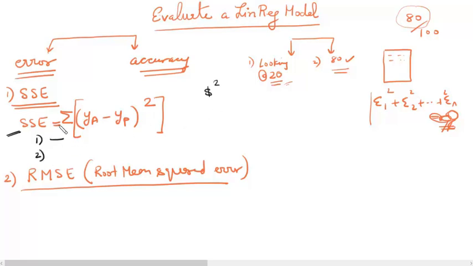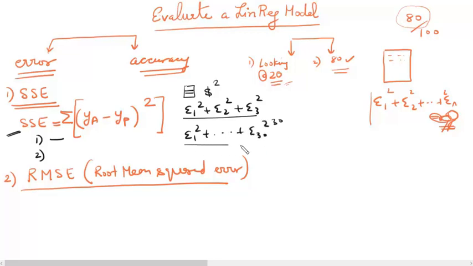The second disadvantage which sum of squared error has is that it depends on the number of data points you have included in your model. Imagine somebody has built a model using only 3 points, or 3 rows. He will have 3 errors: error 1 whole square, error 2 whole square, and error 3 whole square. This would be his total sum of squared error. Compare this with another person who has included 30 points into his model. In his case the errors will be E1 square and it will go all the way till E30 whole square.